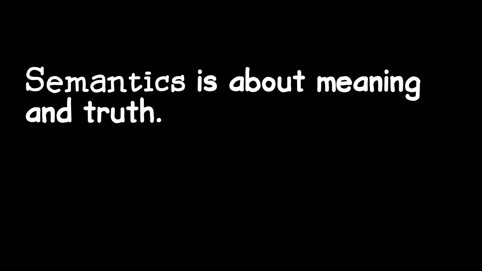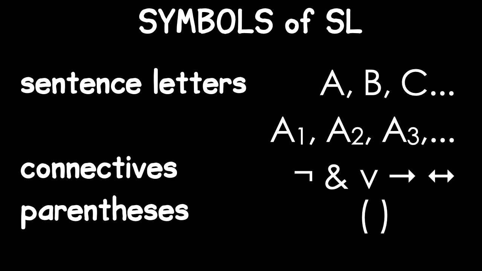Let's start by thinking about the semantics of SL. From truth tables, you already know about how meaning and truth work in SL, but maybe you haven't thought about them in this way. Everything we can write in SL can be written with symbols from this list. There are sentence letters, there are 5 sentential connectives, and there are parentheses. We were able to give a formal definition of a well-formed formula and a sentence of SL in terms of how these symbols fit together.